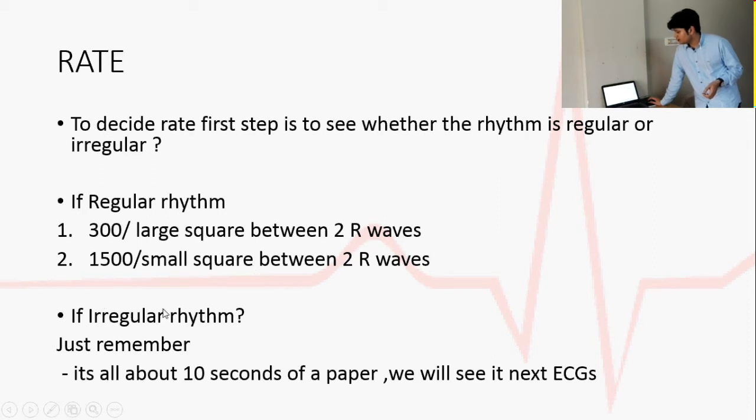But if the rhythm is irregular, just remember one thing: the total ECG paper is the total 10 seconds of a paper where we see the rhythm strip. So what we are going to do is count the R waves in a rhythm strip. That is the number of R waves in 10 seconds. You multiply it by 6, you get the R waves in 60 seconds. That's actually your heart rate. We'll understand the same with an example further.